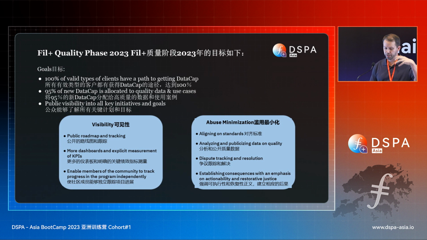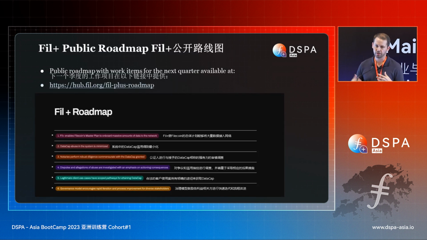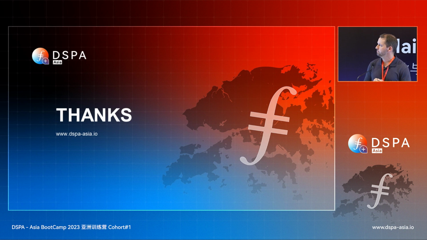So the visibility is there now. We have more information from the Filecoin Plus team, what we're working on. On this website here, you can go and you can read about the different initiatives that we have focused on right now in 2023. We're really focused on minimizing abuse in the system, making sure notaries are doing proper due diligence, making sure any disputes within the ecosystem are being actioned on, making sure there's pathways for all the clients that are looking to receive data cap, and making sure that changes are happening more rapidly.